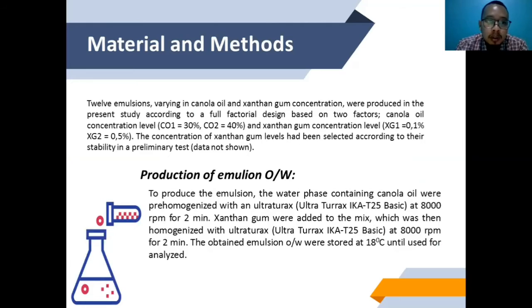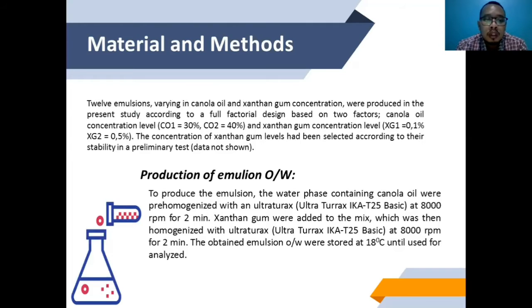Next, material and method. 12 emulsions varying in canola oil and xanthan concentration were produced in the present study according to a full factorial design. Based on two factors: canola oil concentration level, CO1 30% and CO2 40%, and xanthan concentration, XG1 0.1% and XG2 0.5%. The xanthan concentration levels had been selected according to their stability, primarily test data not shown.